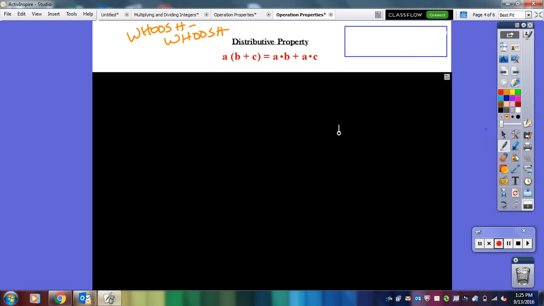Here's what the distributive property looks like. What it says is, instead of A times the entire quantity B plus C, I could just multiply A times B, and then add that to A times C. So instead of doing A times the entire middle part, I can distribute the A, give out the A, so B, you get an A, and C, you get an A. So I whoosh and I whoosh when I distribute.